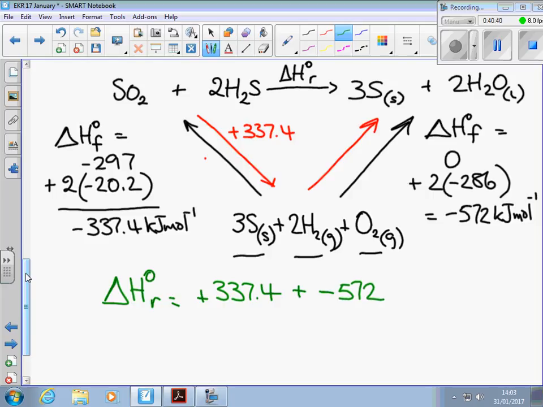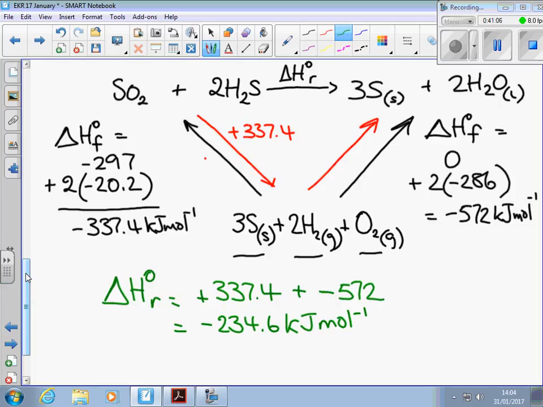Sounds about right. Minus, hang on, the other side. Oh, I haven't actually even worked it out on here. Brilliant. All right, what did you say? Minus 234.6. Yeah. All right. So it's not particularly complicated, is it?